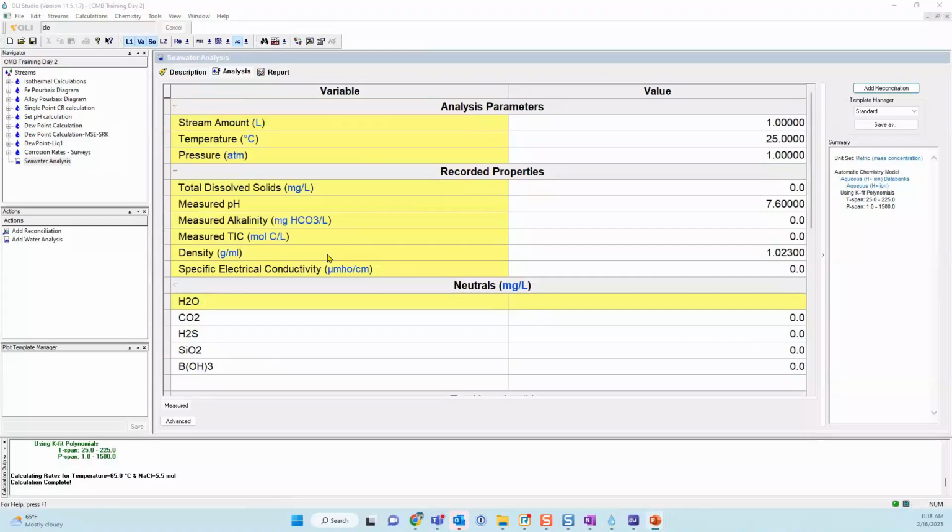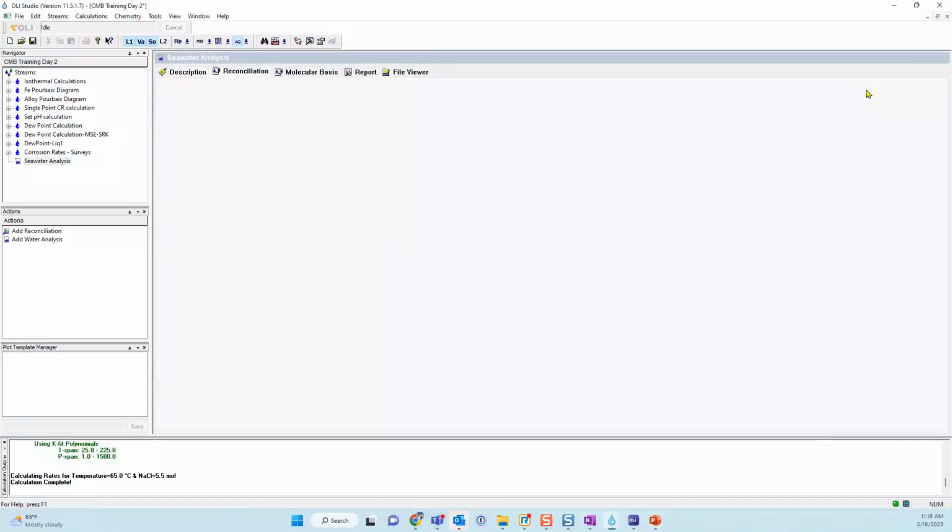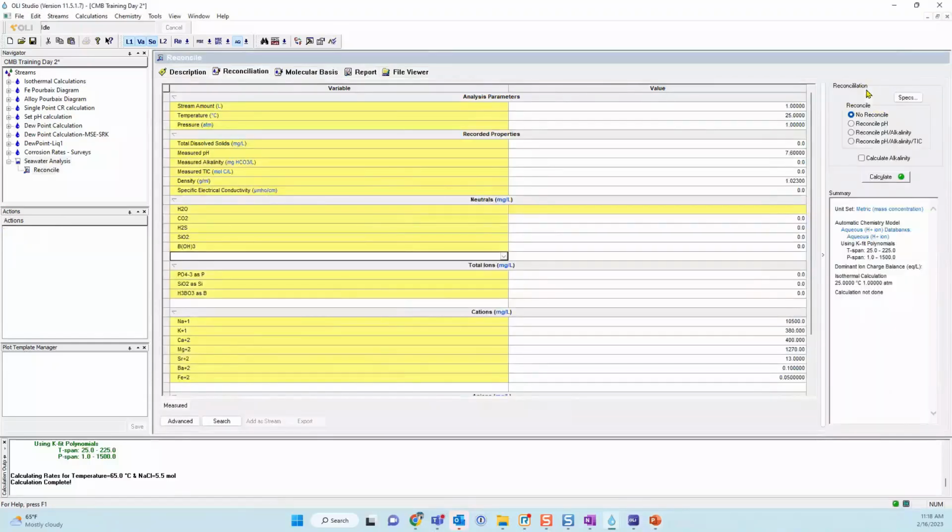So you will see here it's slightly different. To the right, you will see a button that is called Add Reconciliation. Think of this as add calculation. Like if it were the exact same option as add a calculation, but here it is add a reconciliation. Just click on it, and that will create a reconcile or a sub-calculation under the water analysis.